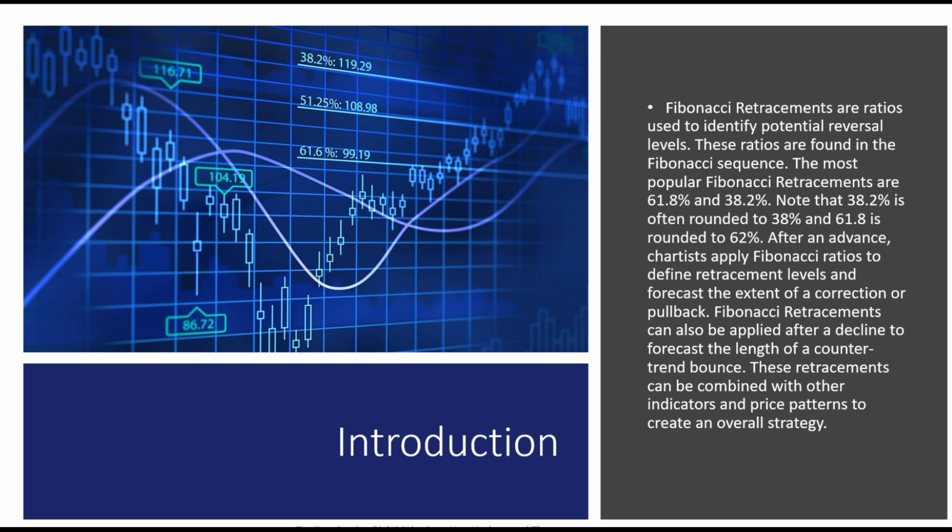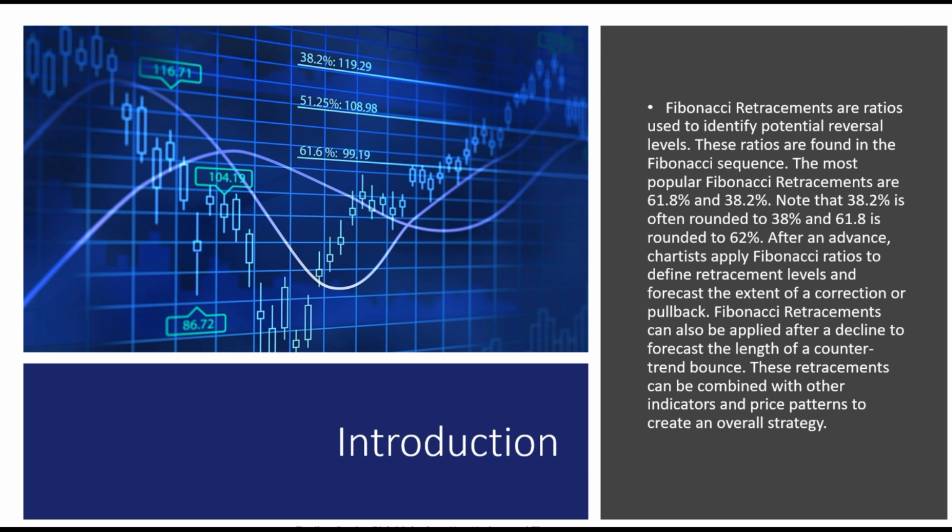The most popular Fibonacci retracements are 61.8 and 38.2. Now note that 38.2 is often rounded to 38 and 61.8 to 62, because Fibonacci's are not precise, exact numbers, they are levels.